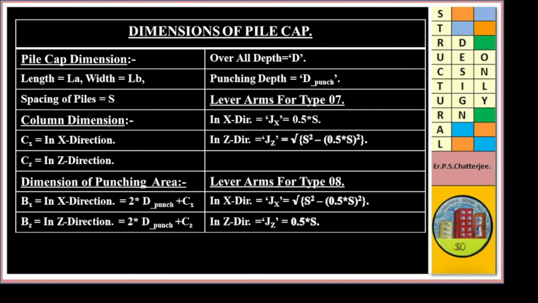Lever arm for type 7 in X direction, Jx is equal to 0.5 into S. In Z direction, Jz is equal to square root of S square minus 0.5 into S whole square. Lever arm for type 8 in X direction, Jx is equal to square root of S square minus 0.5 into S whole square. In Z direction, 0.5 S.